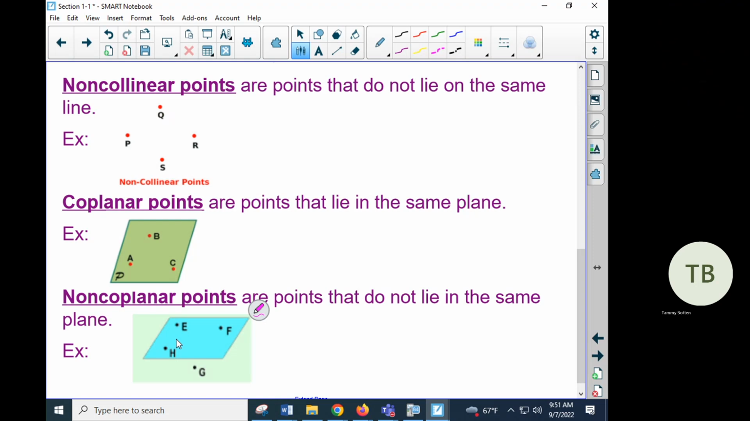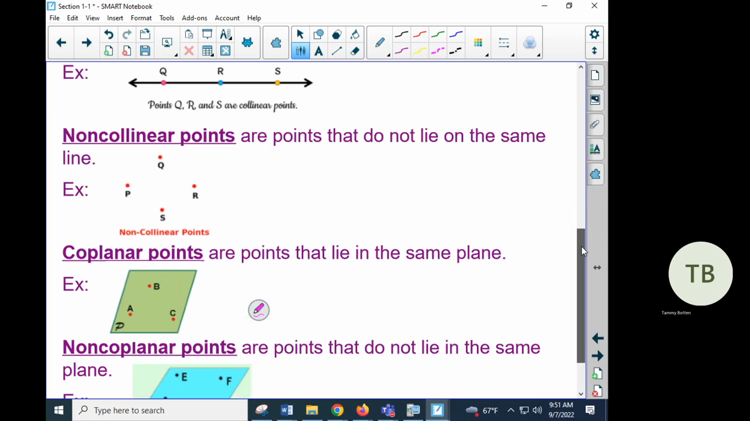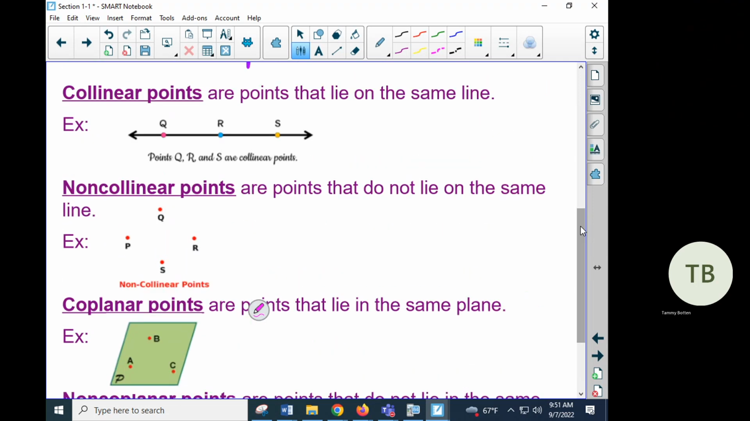All right. So the first thing that they talk about here is collinear points. So when you think of same, collinear would be points on the same line. Okay. So if you look at this example here, Q, R, and S are all on the same line, so they would be said to be collinear points.